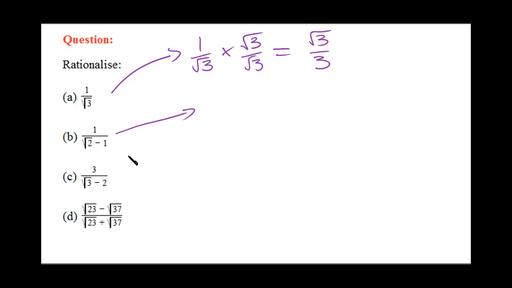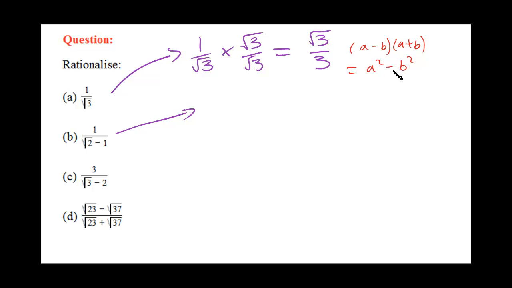Now here, in 1 over root 2 minus 1, we're going to make use of the difference of two squares formula. If we write a minus b times a plus b out and work it out, we get a squared minus b squared. You get plus a times plus b and minus a times minus b, and those cancel out, so you're only left with a times a, which is a squared, and minus b times plus b, which is minus b squared, and you've got the difference of two squares.